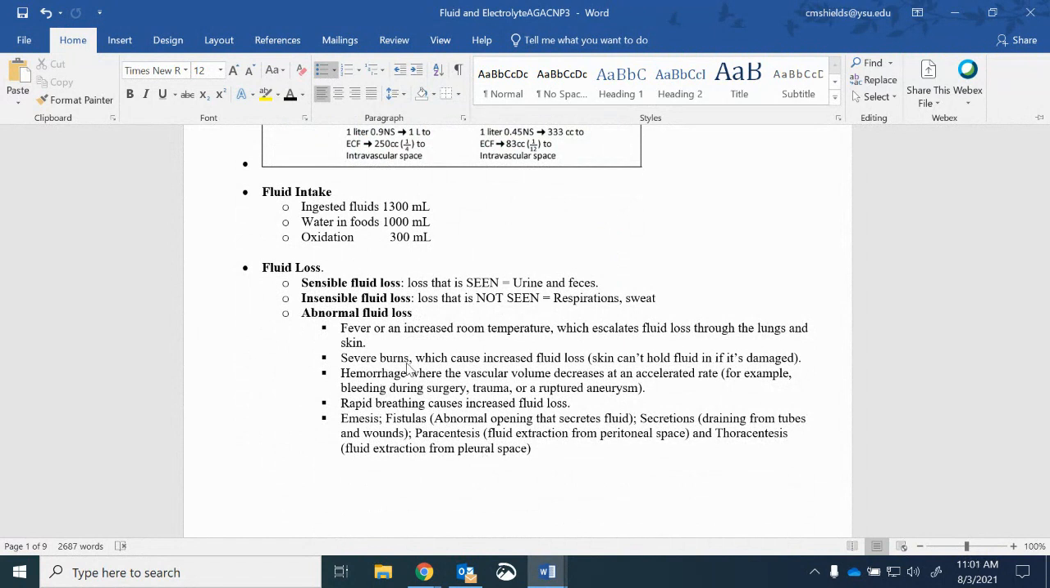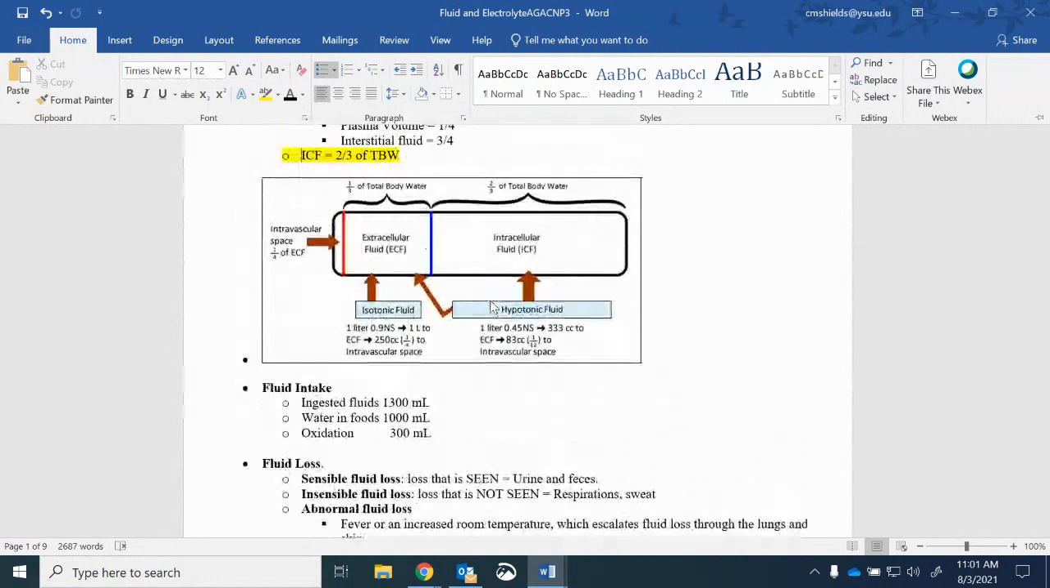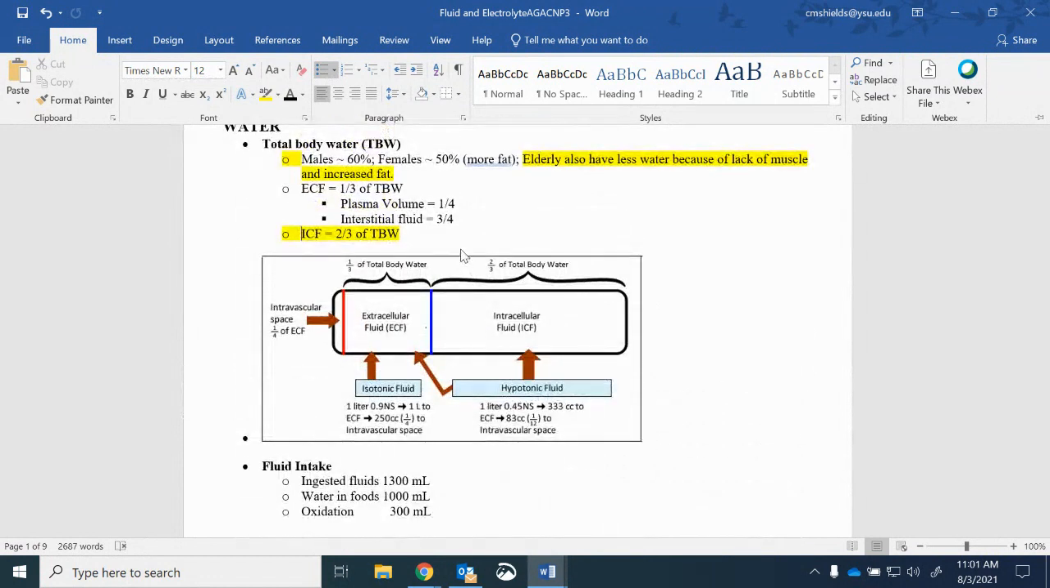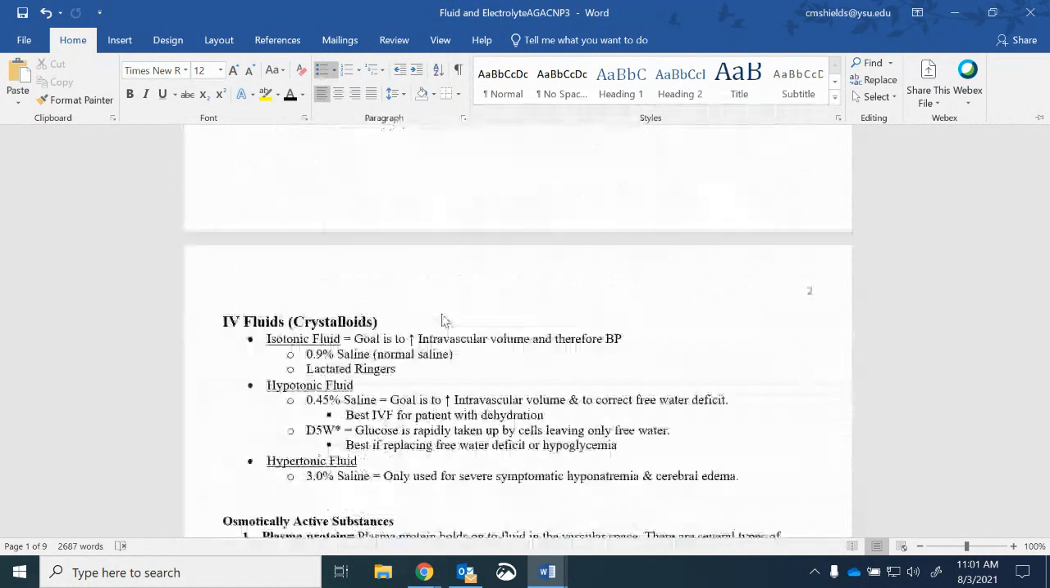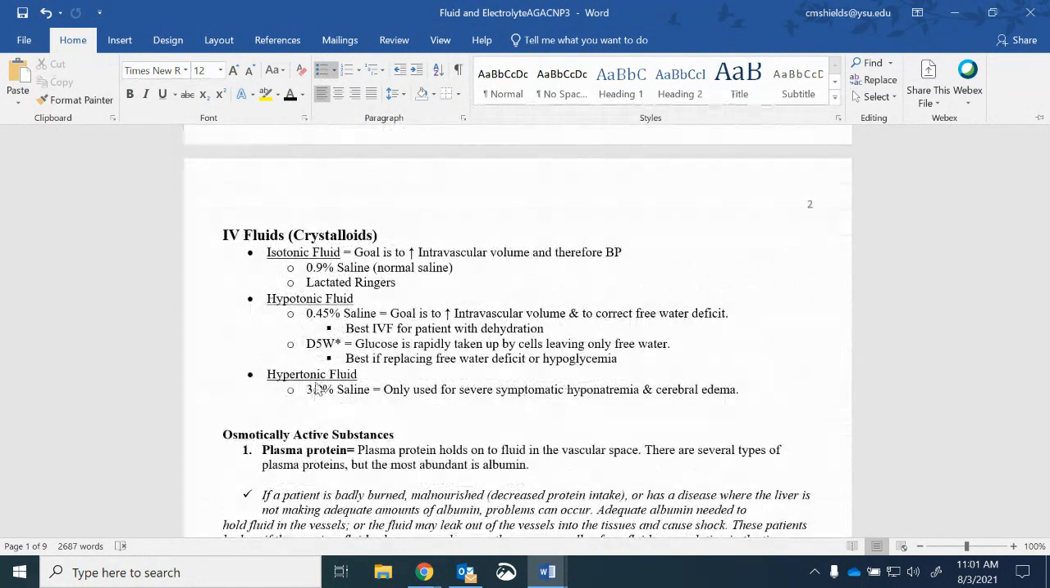Somebody's bleeding, burns, any time the skin is interfered with, burns or wounds, we have a rapid fluid loss. There's a lot of fluid inside the cells right here. So when the cells get damaged, this water comes flowing out and they have a fluid volume deficit because they have abnormal fluid loss. Let's talk about the different IV fluids.